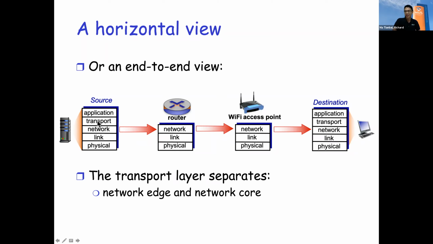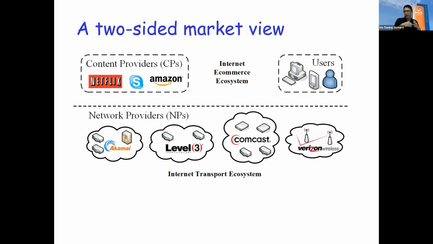However, we understand this transport layer service is actually enabled by the lower layer functionalities implemented in the network core as well. Okay, so now we've understood what the internet transport layer and its services are, through which we can form a new perspective, which I call a two-sided market view of the internet.